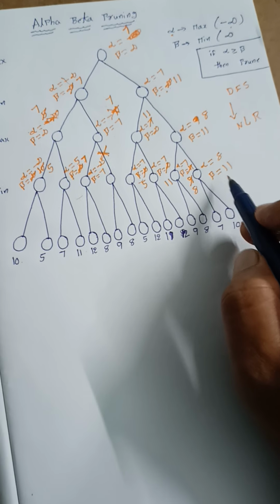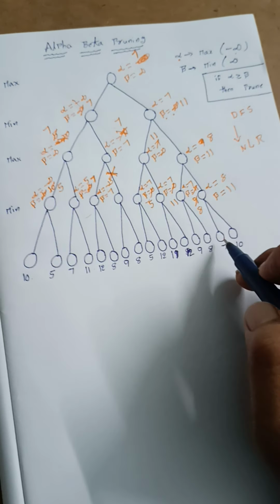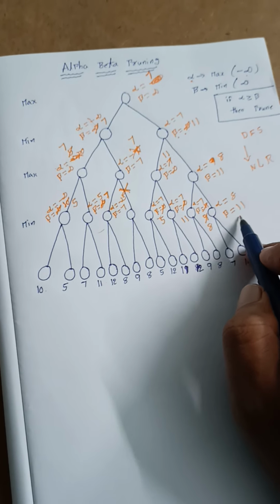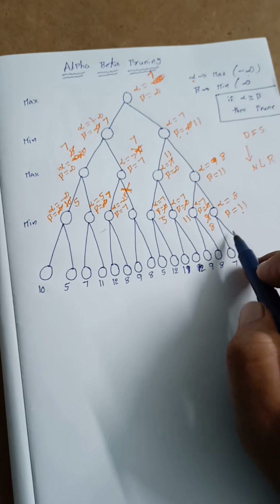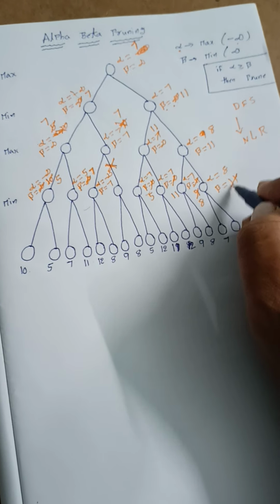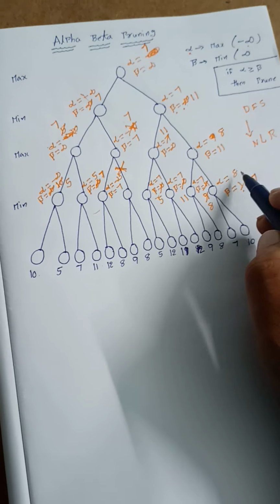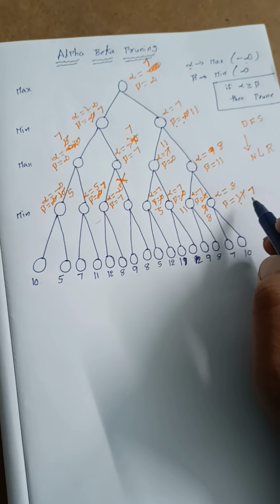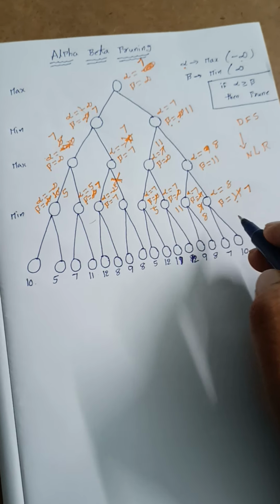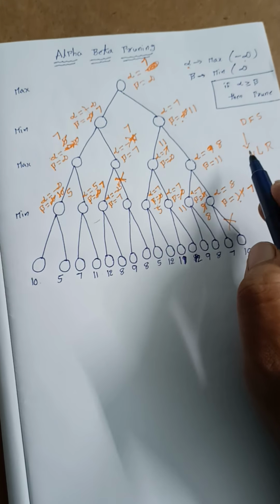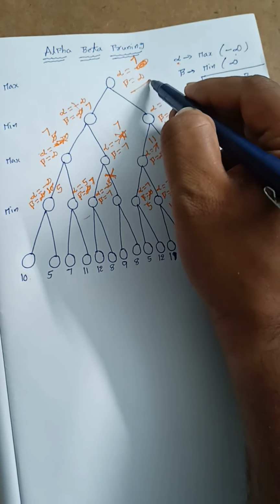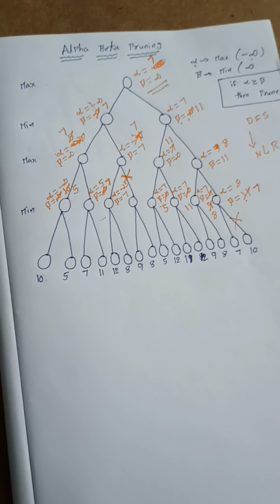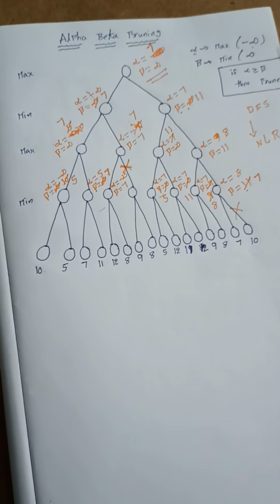Okay, here alpha is equal to 8, beta is equal to 11. This is related to the minimum, so the beta value will be changed. Please compare 11 and 7. Here 7 is the minimum. Now please observe that alpha is greater than or equal to beta: 8 is greater than or equal to 7. So now we will stop the problem. Okay, so finally we got alpha is equal to 7, beta is equal to infinity. Now the problem is completed.